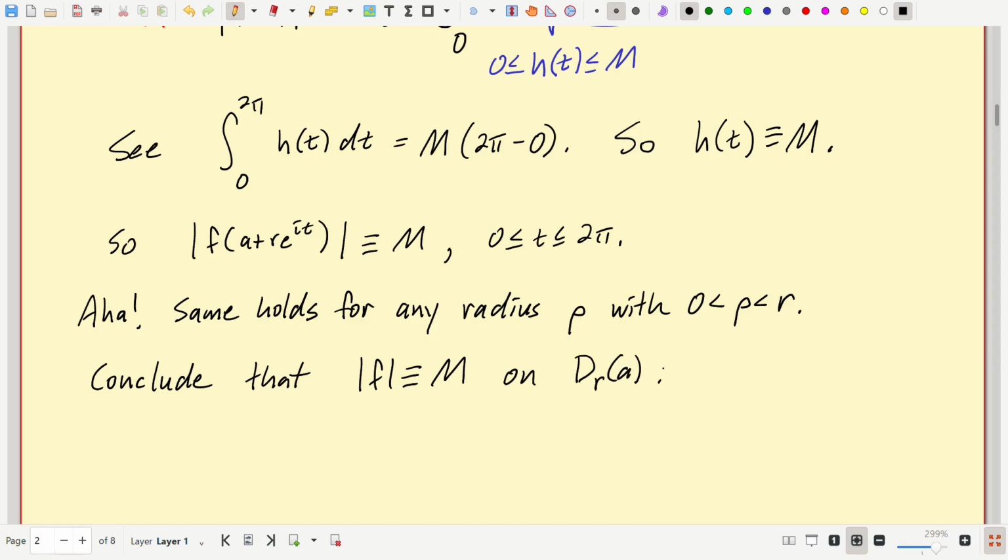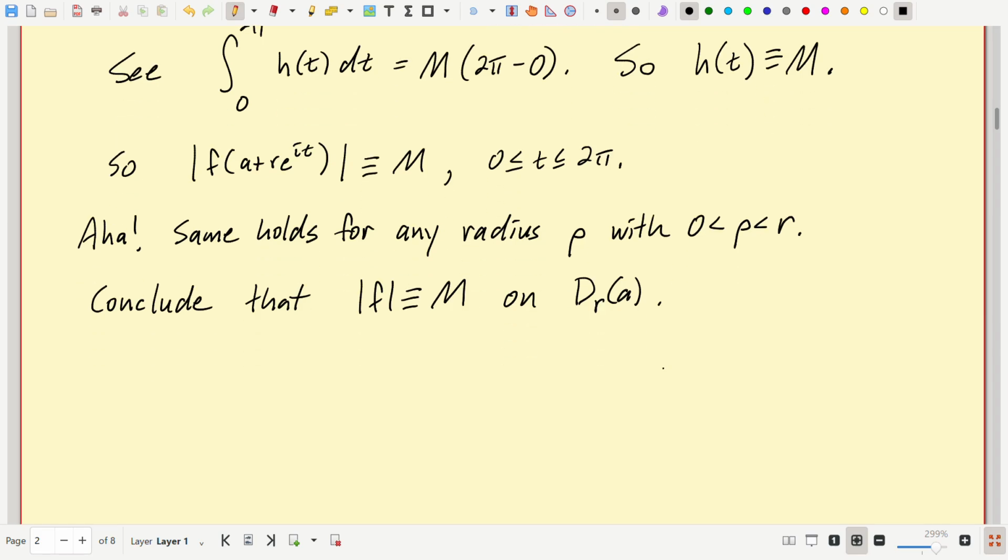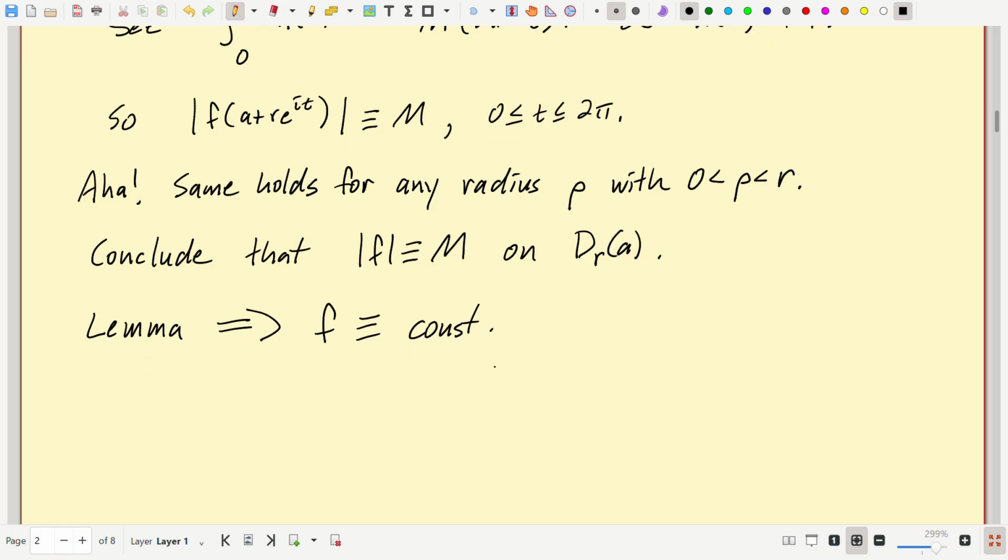And now, remember the lemma from last time was if the modulus of an analytic function is constant, the function is constant. So our lemma from last time implies that f is identically equal to a constant. Okay, so that's the maximum modulus principle. If the maximum occurs inside, then it's constant.